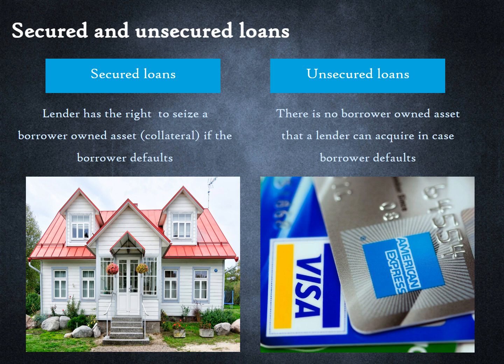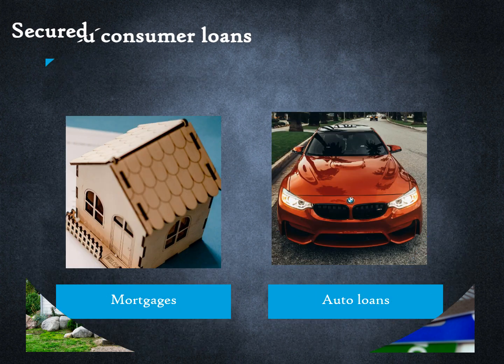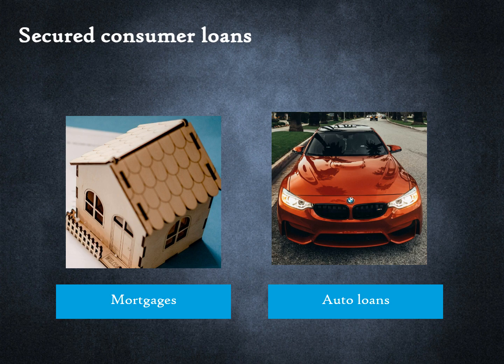In unsecured loans, there is no collateral that secures the loan in case of a default. Hence interest rates are higher than on secured loans to offset the greater risk. Credit card debt is unsecured. The 2 main types of secured consumer loans are mortgage loans and auto loans. Next we will learn about each of them.